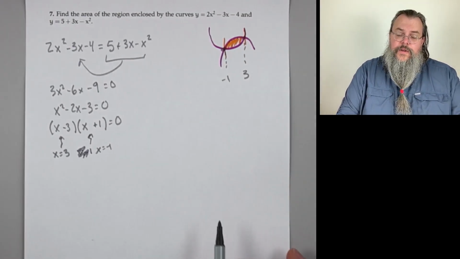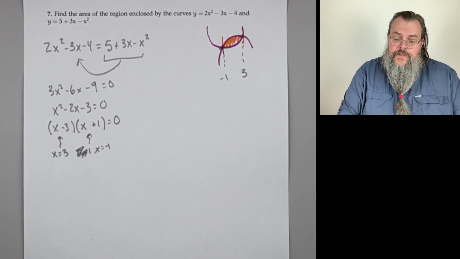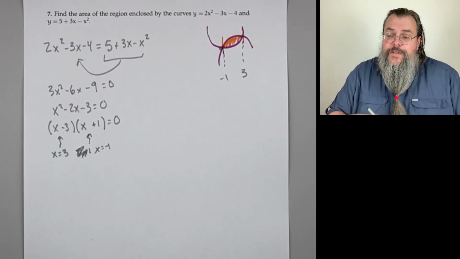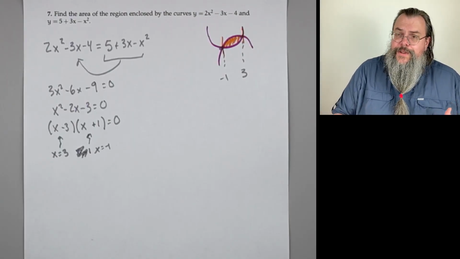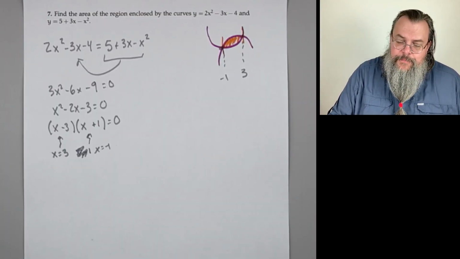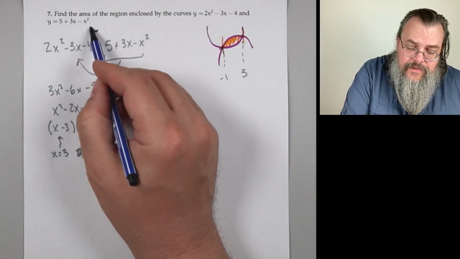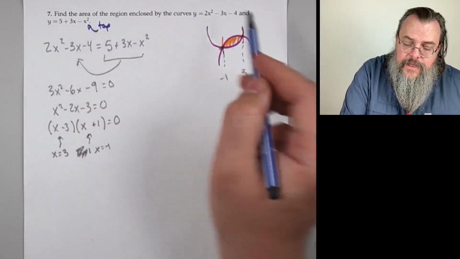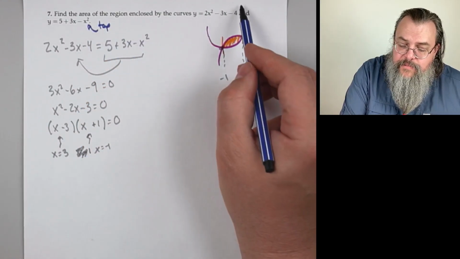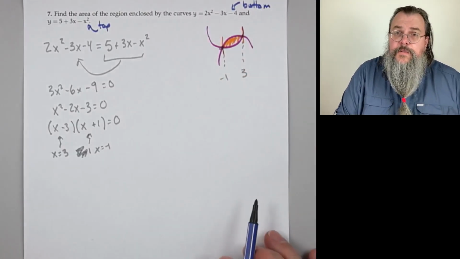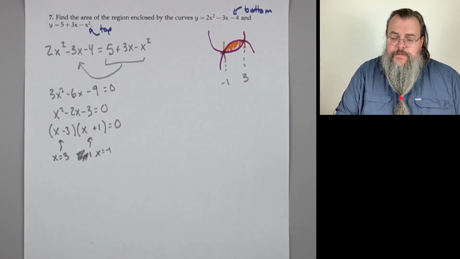All right. So the last thing for us to do is say, okay, what's the top and what's the bottom? Well, we already know the answer. The top curve is the frowny curve. So that's the second one. The bottom curve is the smiley one. That's the first one. Okay, so we know what the top curve and the bottom curve are.